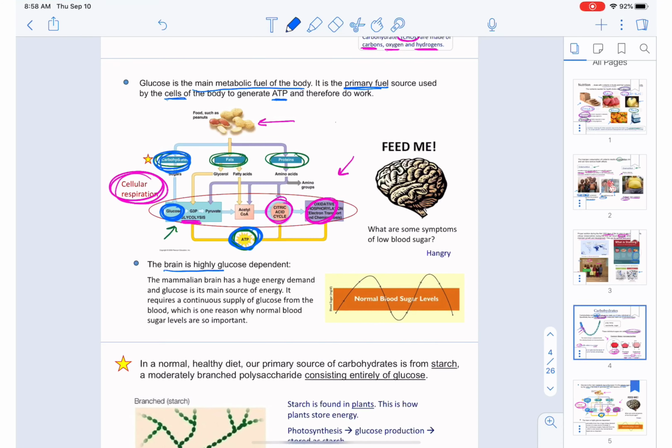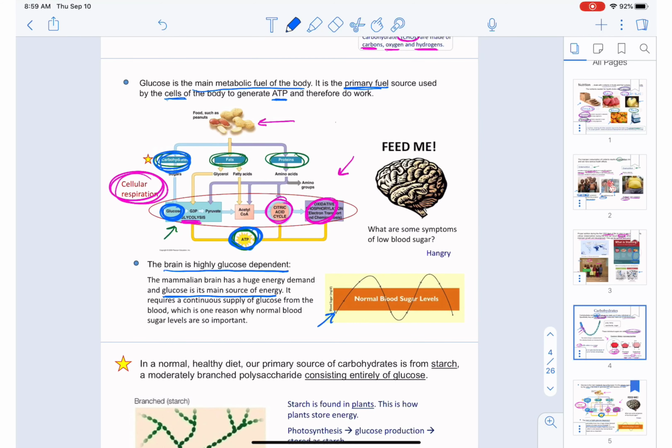So the brain is highly glucose dependent, is another reason glucose is so important. In general, the mammalian brain has a huge energy demand. All those action potentials firing, all those billions of neurons communicating with each other constantly, that takes a lot of energy. And so the brain has a huge energy demand, and it uses glucose as its main source of energy.